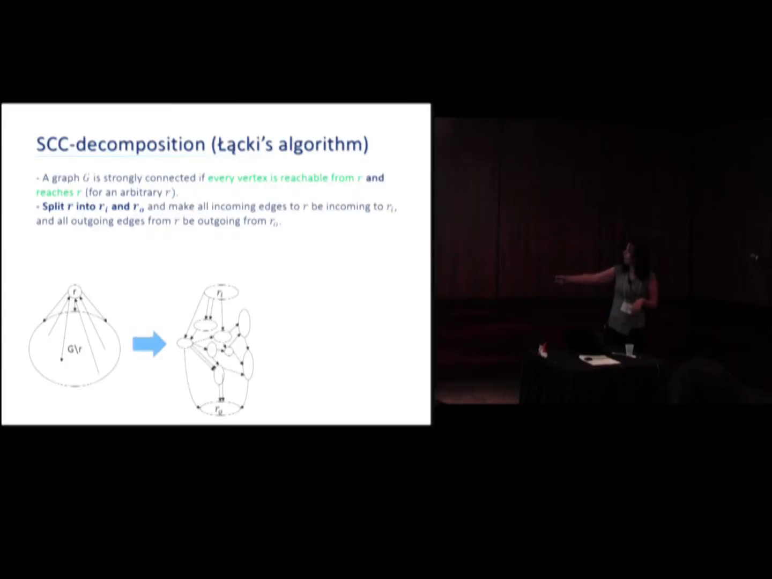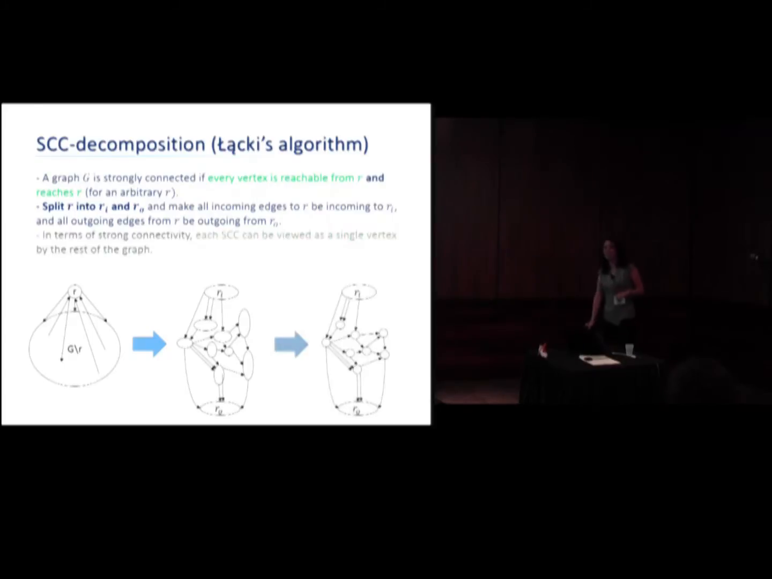We now take R and we split it into 2 vertices, R in and R out. All edges going out of R will now go out of R in. All edges coming into R will now come in to R out. And notice that as long as these strongly connected components remain strongly connected, I don't really care what's happening inside. So I can just contract them into single vertices. Okay, so now I constructed this nice graph, and this nice graph has a very nice property. The nice property is that it is acyclic.